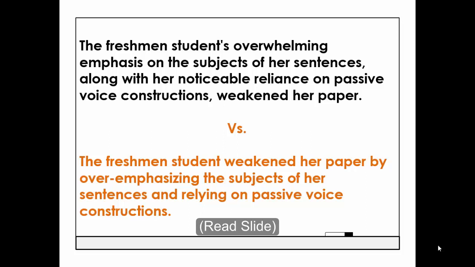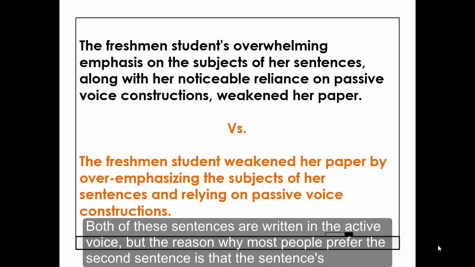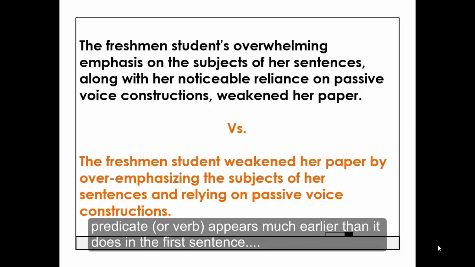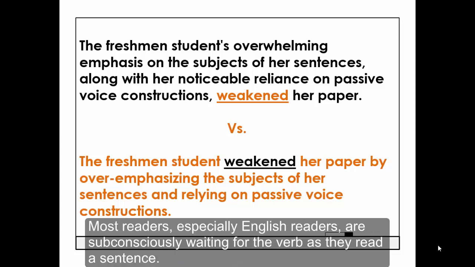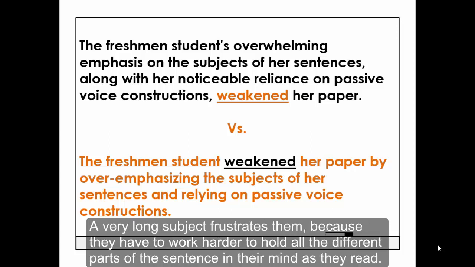voice constructions. Both of these sentences are written in the active voice, but the reason why most people prefer the second sentence is that the sentence's predicate, its verb, appears much earlier than it does in the first sentence. Weakened is the 20th word in the first sentence. It's the 4th word in the second. Most readers, especially English readers, are subconsciously waiting for the verb as they read a sentence. A very long subject frustrates them because they have to work harder to hold all the different parts of the sentence in their mind as they read.